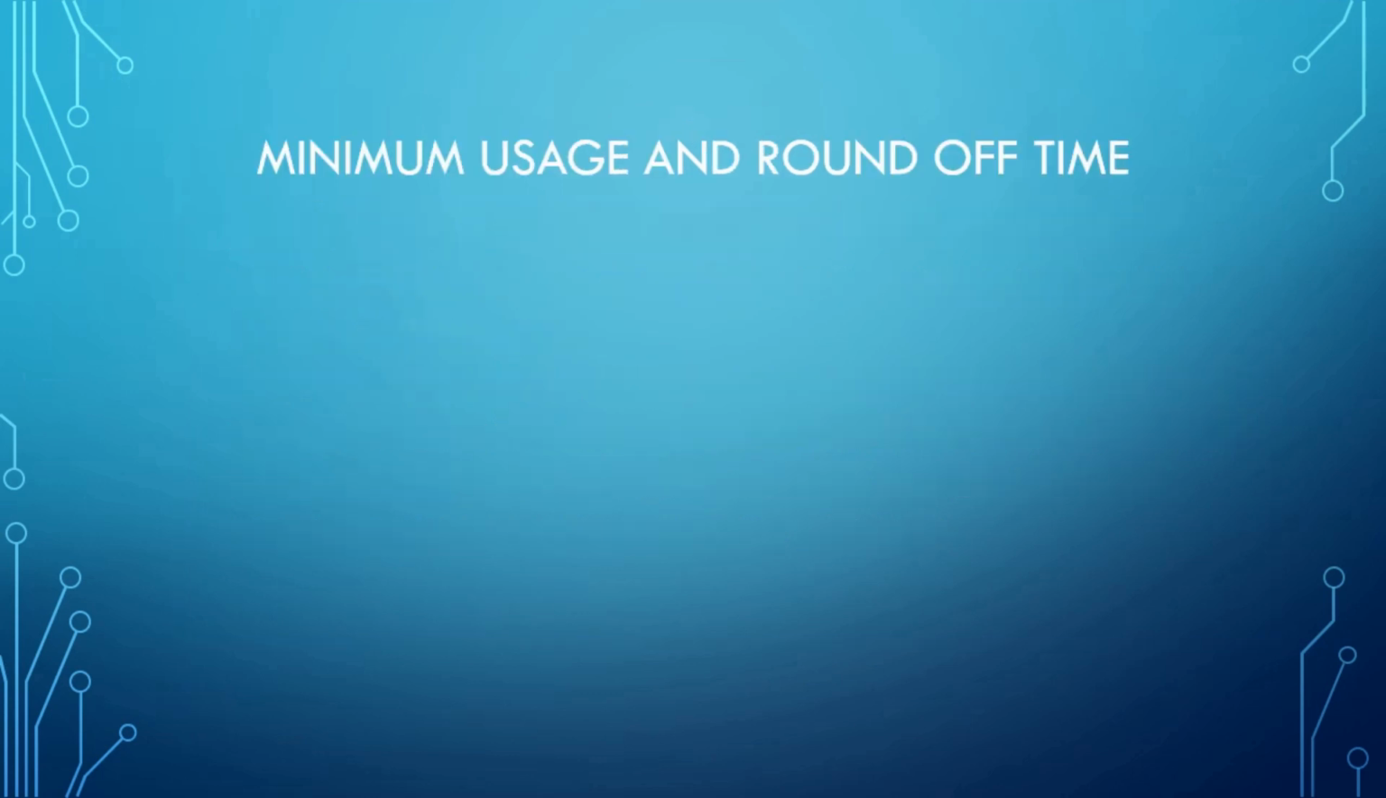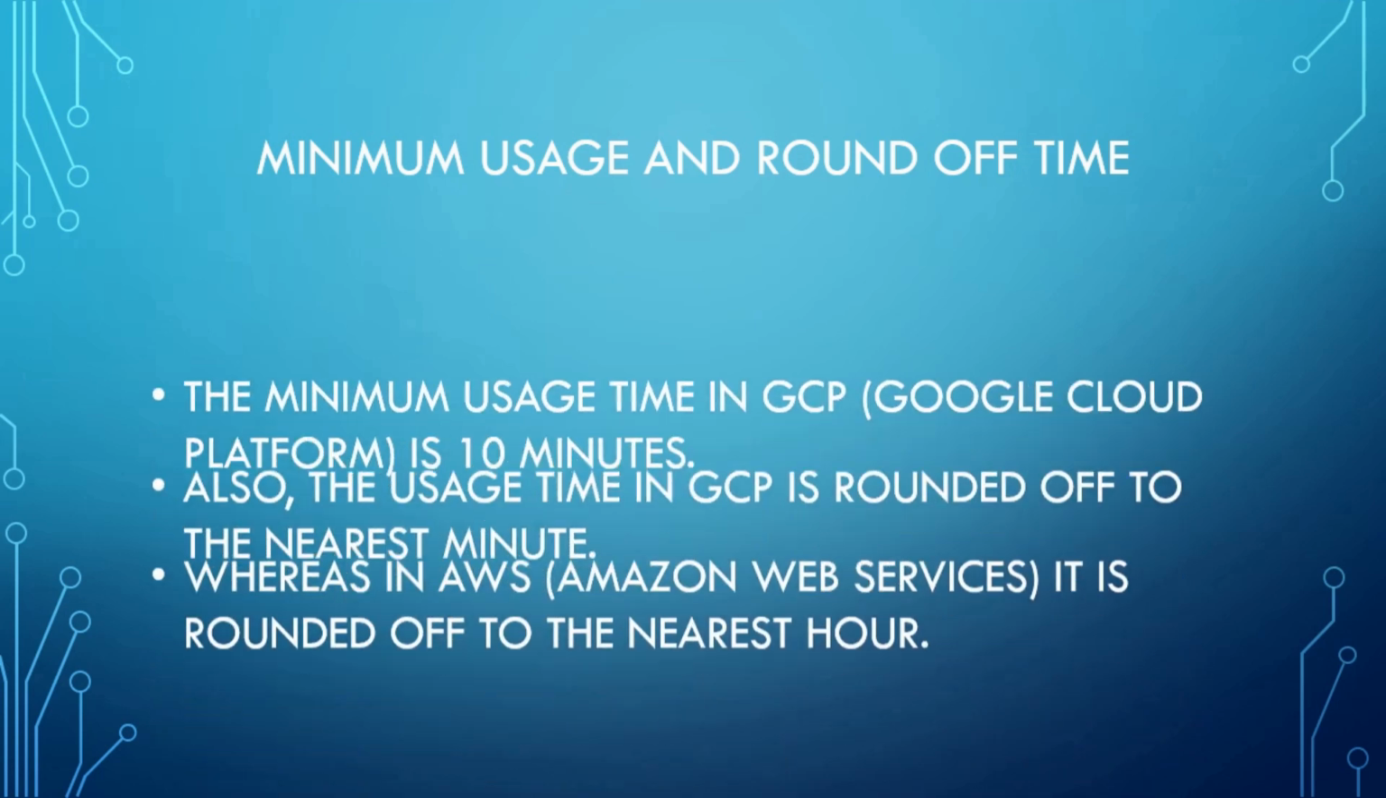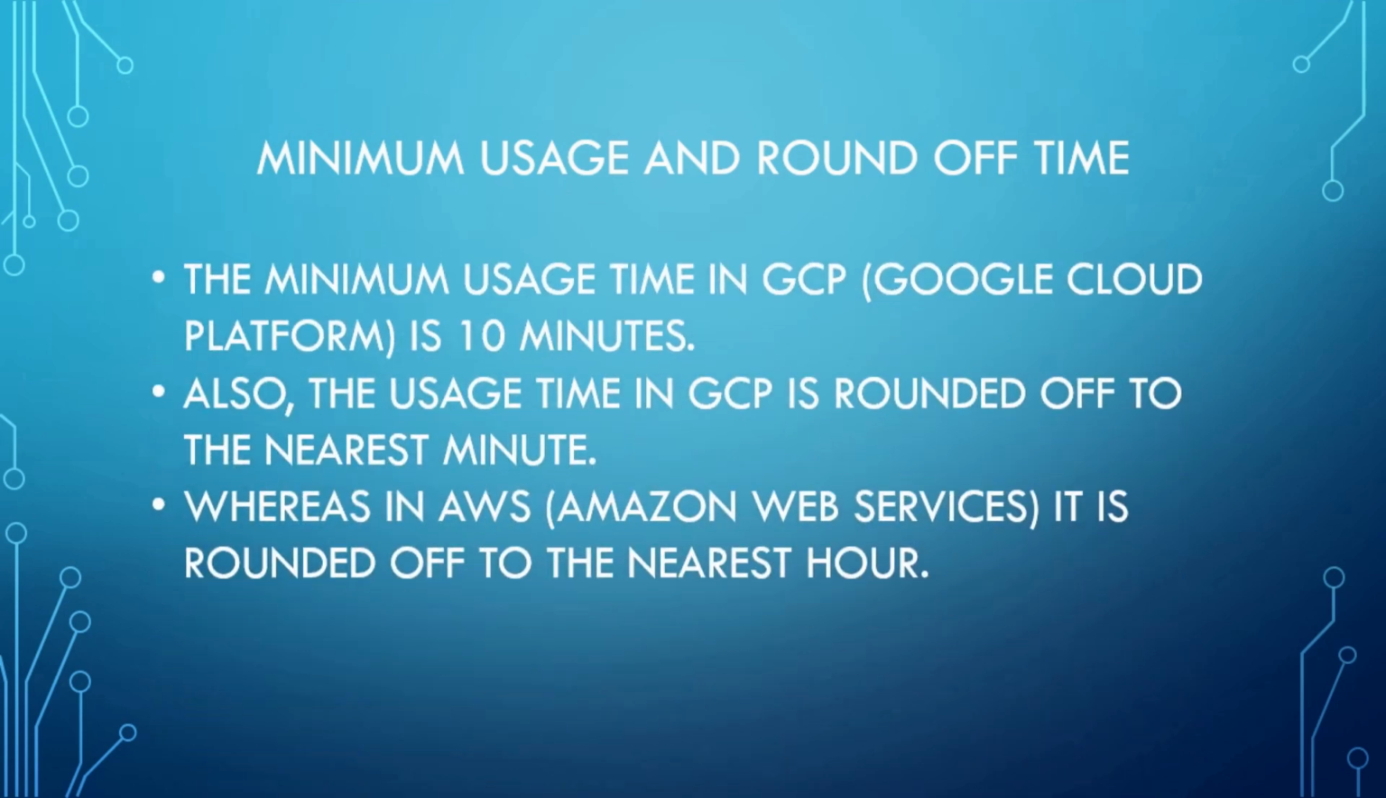Minimum usage and round of time. Minimum usage time in GCP or Google Cloud Platform is up to 10 minutes. Also, another advantage of GCP is that the usage time is rounded off to the nearest minute, whereas in AWS it is rounded off to nearest hour. So, to explain this properly, let us imagine that you use the server for say 5 to 10 minutes extra. Now you will have to pay for that extra hour in AWS, whereas in the case of Google Cloud Platform, you don't have to do that.